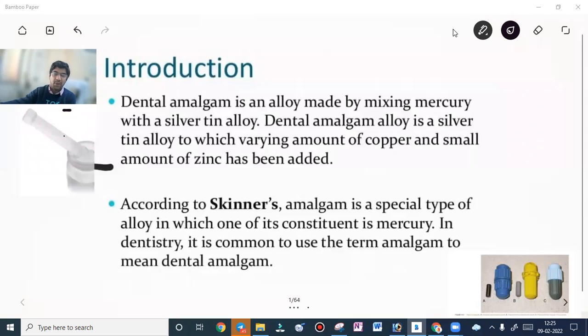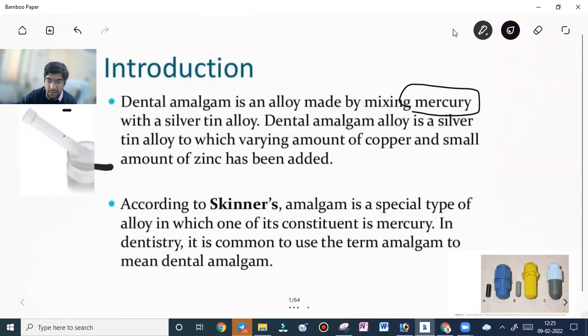Hello students, today's topic is dental amalgam. So what is a dental amalgam? Dental amalgam is defined as a special type of alloy in which mercury is the main component. According to Skinner, amalgam is a special type of alloy in which one of its constituents is mercury. In dentistry, it is common to use the term amalgam to mean dental amalgam.